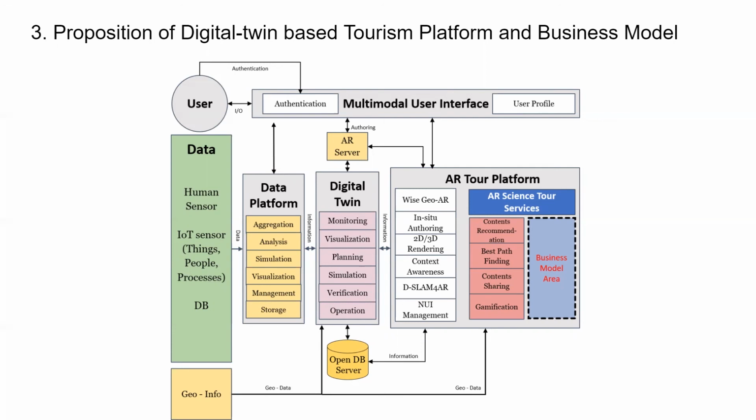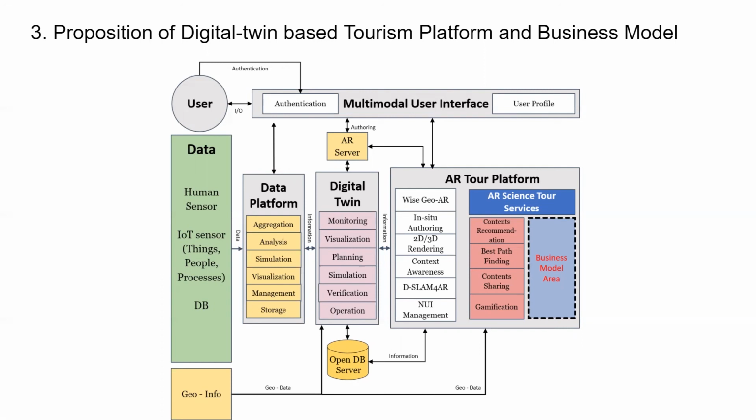The digital twin section supports monitoring, for example, determining the location of children in tourist sites, and visualization of tourism data, for example, plotting population on a 3D map. Tourism planning, for example, finding optimal travel routes. Simulation, for example, predicting traffic jams. Also, verification of real-time tourism information and operation of tourism facilities.